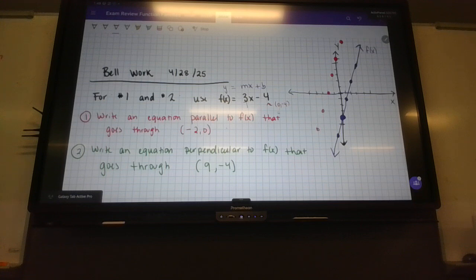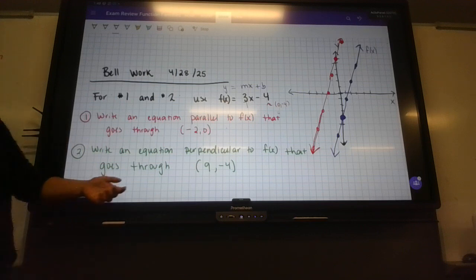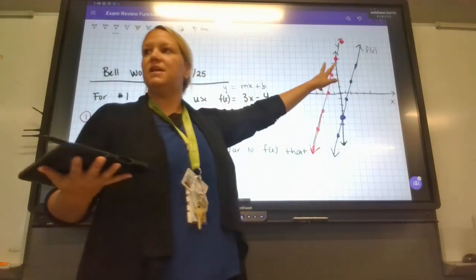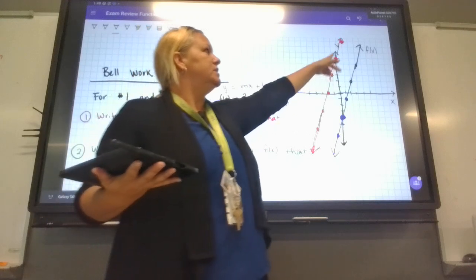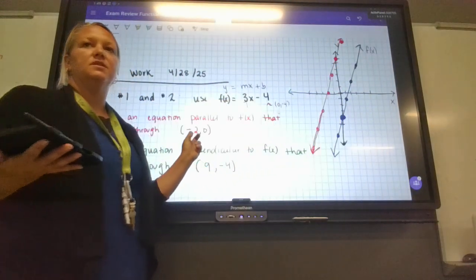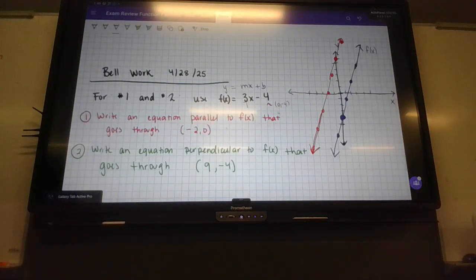Do you guys have the answer? Is this review? I used point slope form. I used the slope and the point, and I graphed the resulting equation. Visually, it's definitely parallel. The slope is the same, and it goes through the ordered pair that was in the question. That's a success.